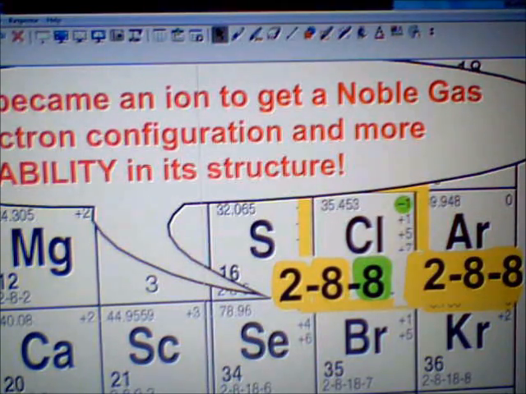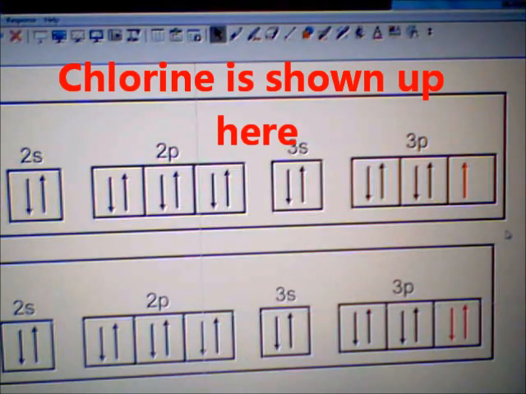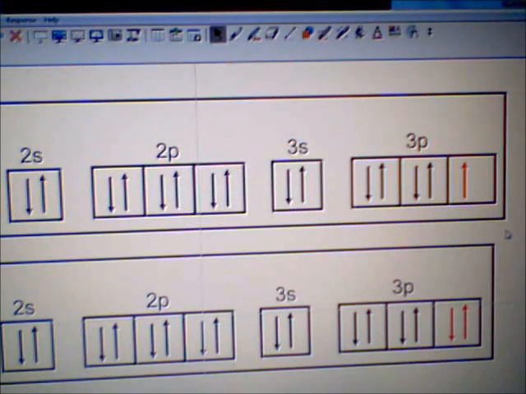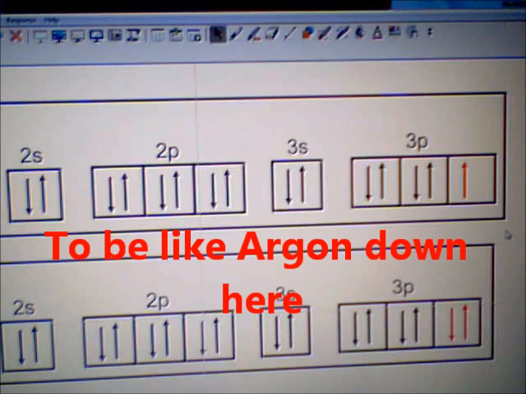And why did chlorine become an ion? Chlorine became an ion because it is more stable if it has the electron configuration of the nearest noble gas, argon. In this illustration, you'll see that chlorine has all of its orbitals filled with 2 electrons, except for that very last one in the 3p sublevel. So all chlorine really has to do is just gain that 1 electron and then have a completely stable orbital structure.